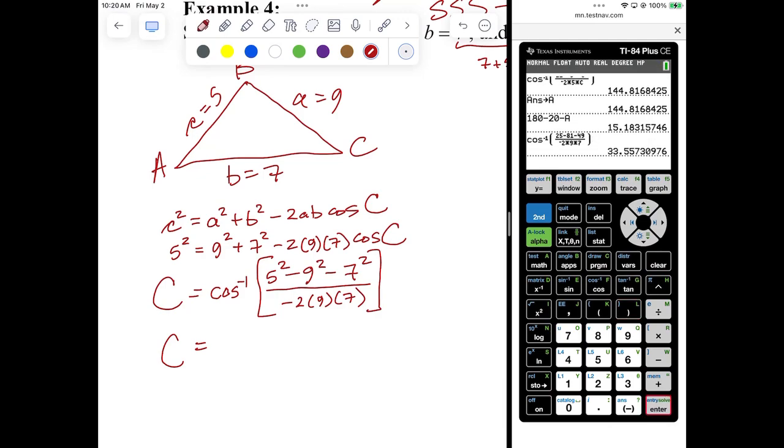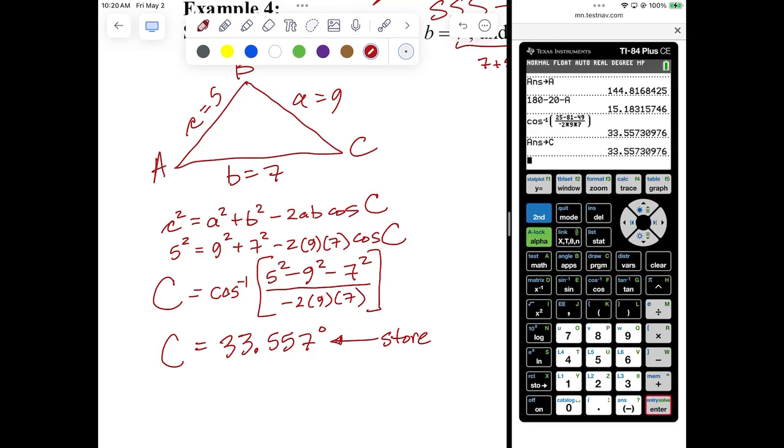But I hit enter, and I get 33.557 degrees. Make sure you put the degree symbol. And then what are we going to do before we move on? Store it. Store it as alpha C. Boom, got it. All right, I know one of the angles. It's 33.557. Good. If you want to label the triangle, you can. I would prefer you just box it so it stands out in the crowd.